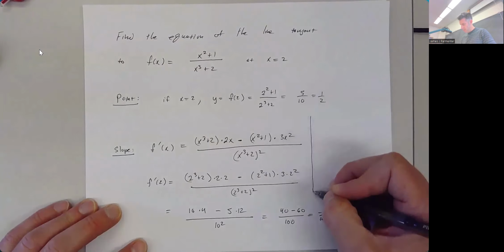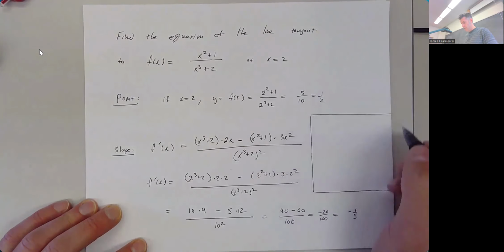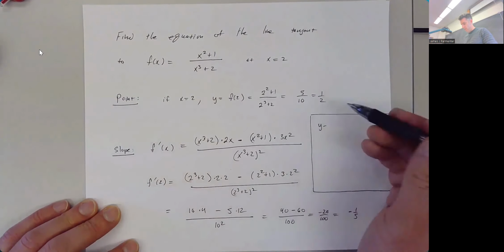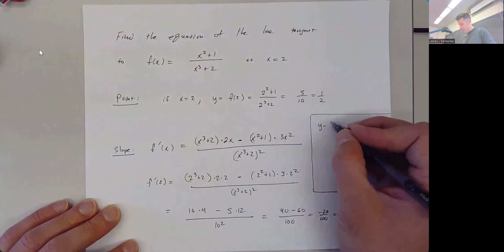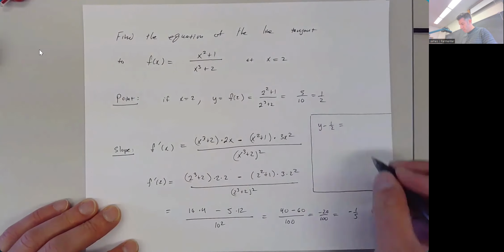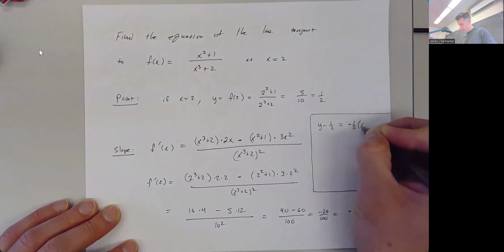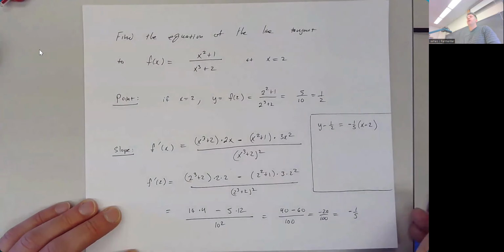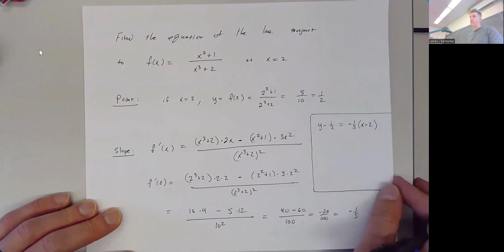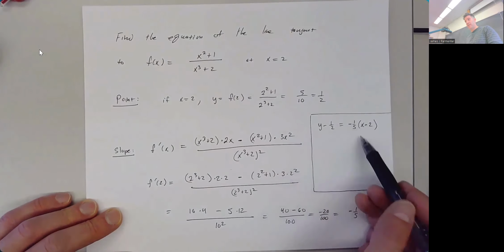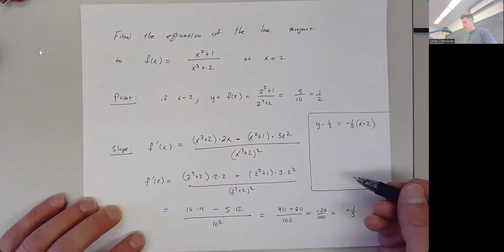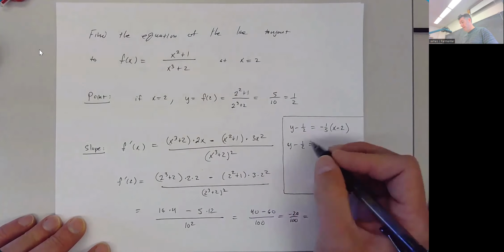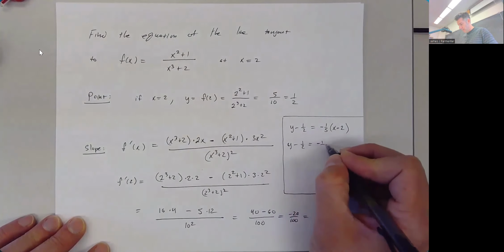So then the equation of our tangent line is y minus the y coordinate, which was 1/2, equal to your slope times x minus the x coordinate, which was 2. And usually you're going to get asked to solve for y here. I would love to leave it like this, but most of the time people are going to be like, isolate y. So I would write this as y minus 1/2 equal to negative 1/5 x.